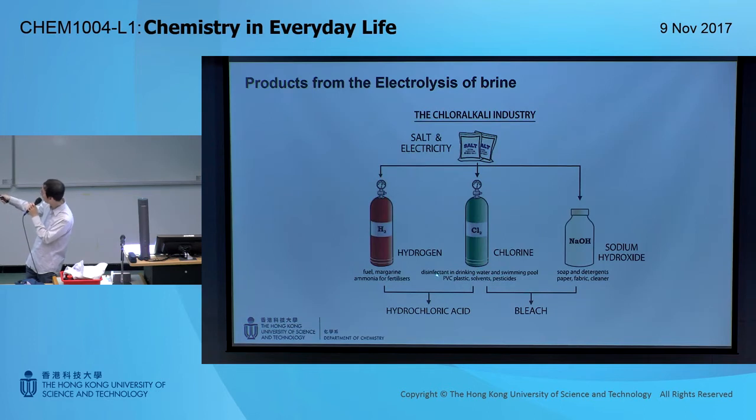Okay, chlorine gas is useful for making disinfectants in drinking water. So you know, when you go to the swimming pool, you smell this chlorine gas, right?